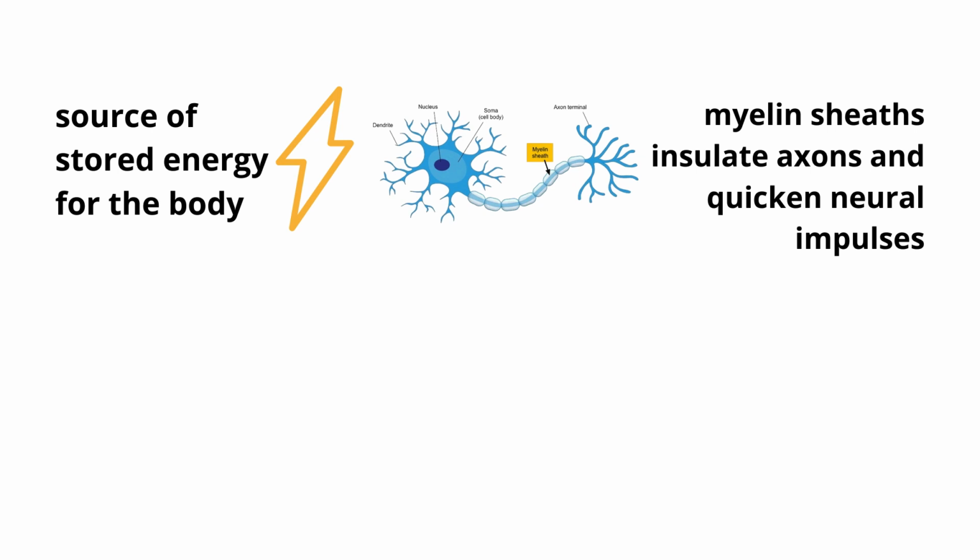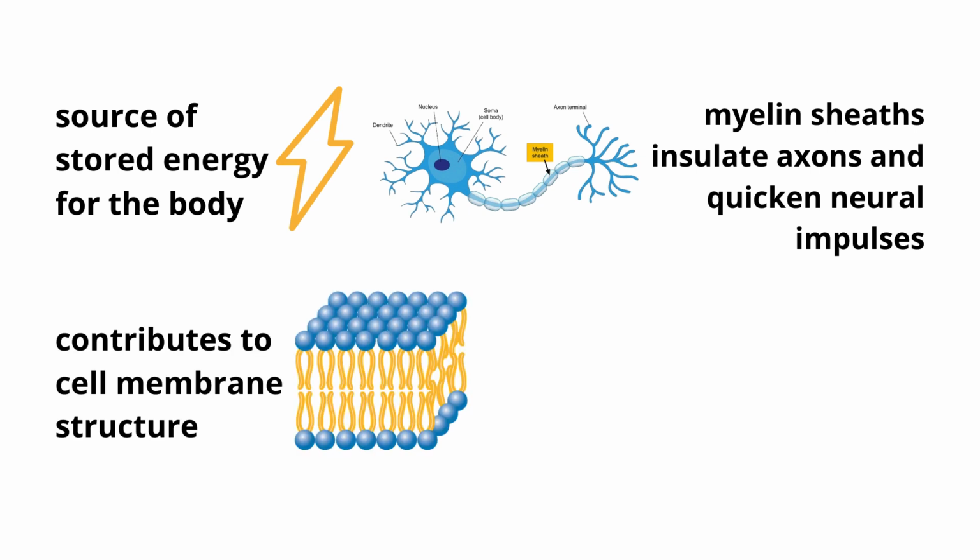Lipids act as a source of stored energy for the body. They can also protect and insulate neurons in the form of myelin sheaths. Myelin sheaths are fatty substances that coat neuron bodies, and these insulate electrical impulses in your brain and help them go faster. Lipids also act as cell membranes, as we saw previously, and are also the building blocks for several hormones.